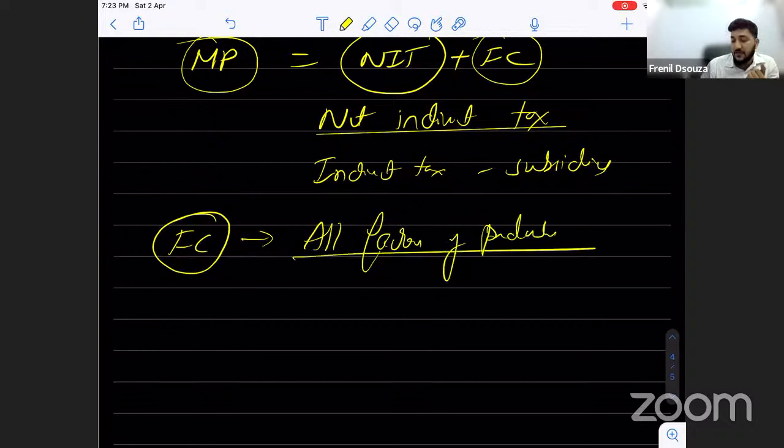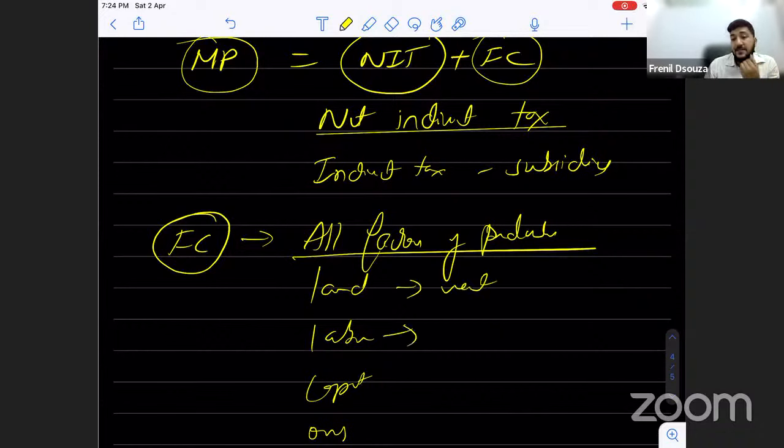All factors of production. Now, what are the factors of production? Land, labor, capital, and organization or entrepreneur. Now, what are the various costs which are paid to these people? Land will get rent, labor will get what? Wages, capital will get interest, and entrepreneur will get profit.